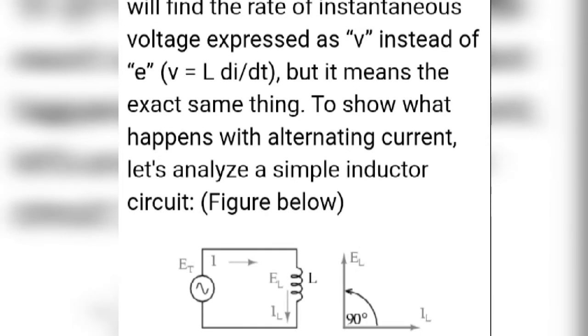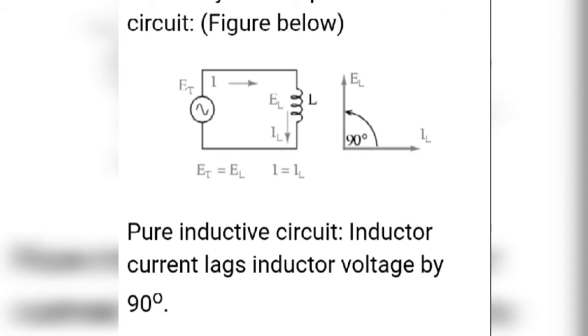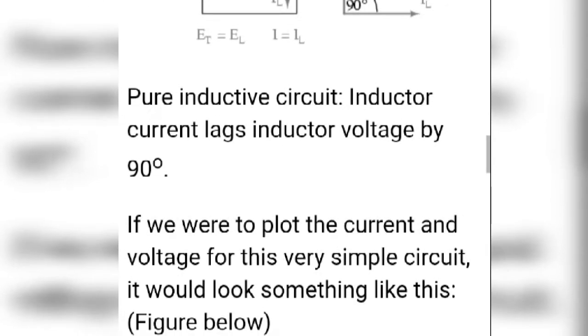ER is equal to I, and EL minus IL means that after the dropping of a voltage, the position will be changed. E is equal to EL. The voltage drop is at a 90 degree angle. In a pure inductive circuit, the inductive current lags the inductor voltage by 90 degrees. If we plot the current and voltage for this very simple circuit, it would look something like the figure below.